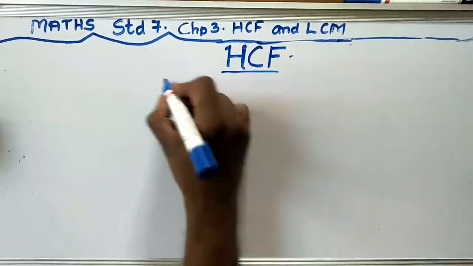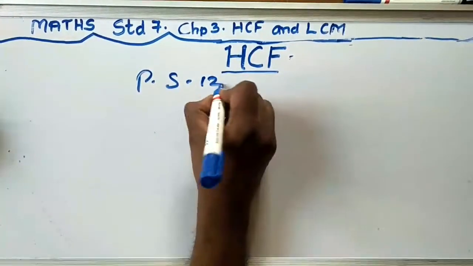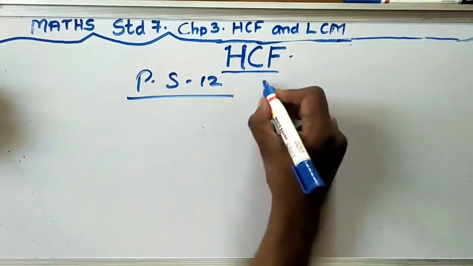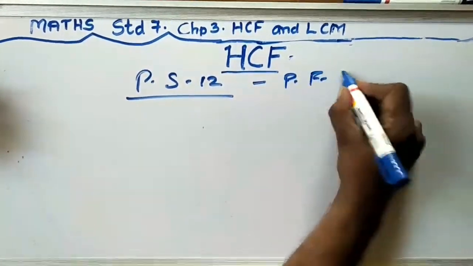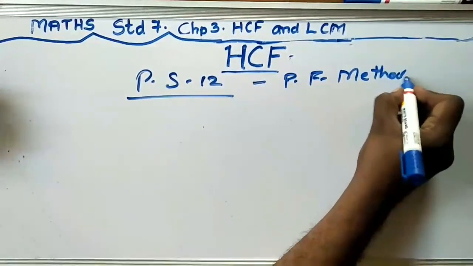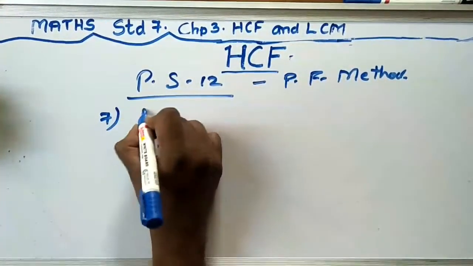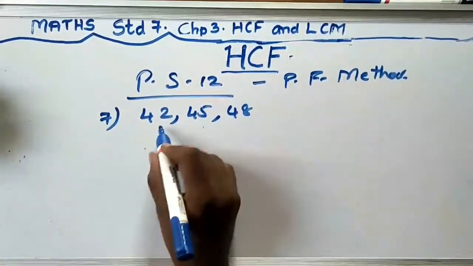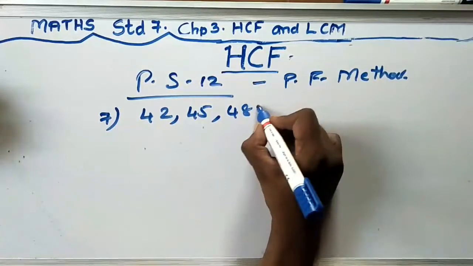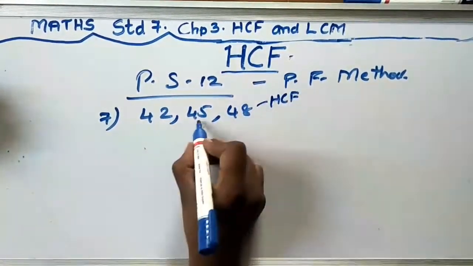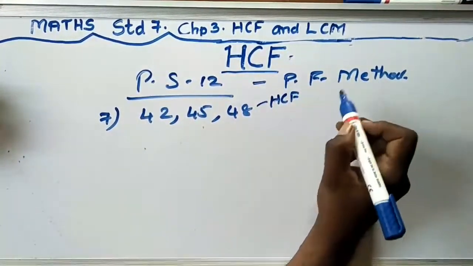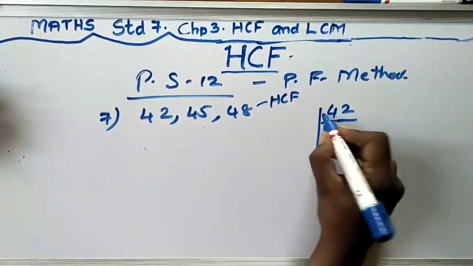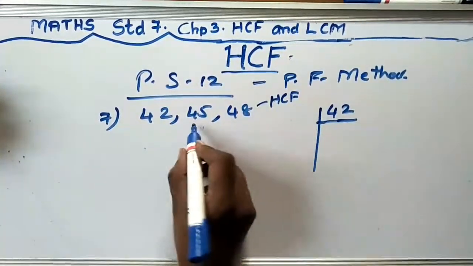Now from practice set 12, I will do one sum which is based on prime factor method. The seventh sum I will do, which is 42, 45 and 48. You have to find the HCF of 42, 45 and 48 by prime factor method. So first thing you have to do is find the prime factors of 42, 45 and 48.